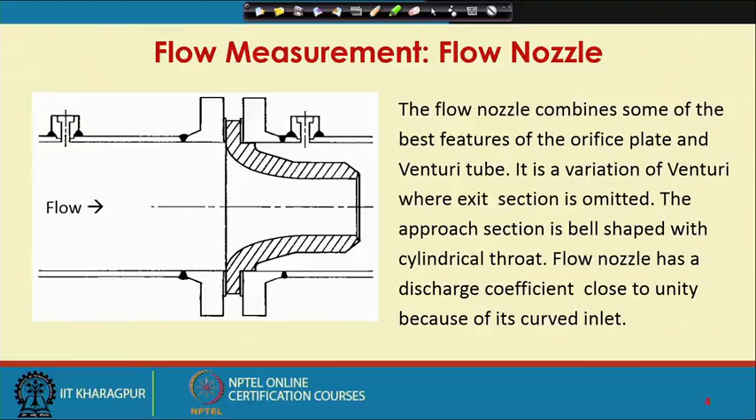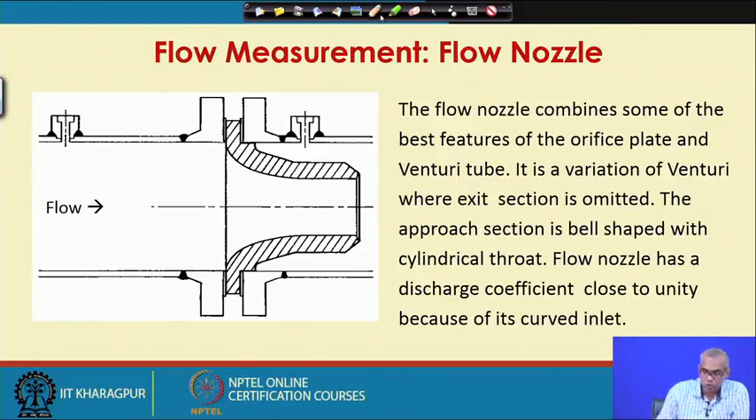The flow nozzle combines some of the best features of the orifice plate and venturi tube. It is a variation of venturi where the exit section is omitted. The approach section is bell shaped with a cylindrical throat. The flow nozzle has a discharge coefficient close to unity because of its curved inlet. So, this is the flow nozzle.